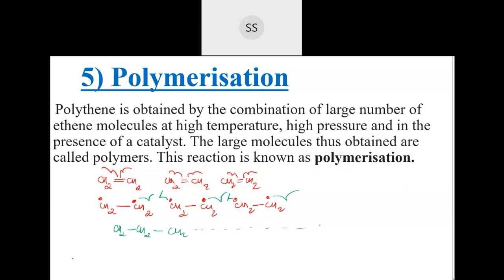So on the reactant side, you will write CH2 double bond CH2. Okay. So like this, many molecules are there. N molecules are there. So we write N here. N CH2 double bond CH2. Okay. So they are undergoing polymerization.